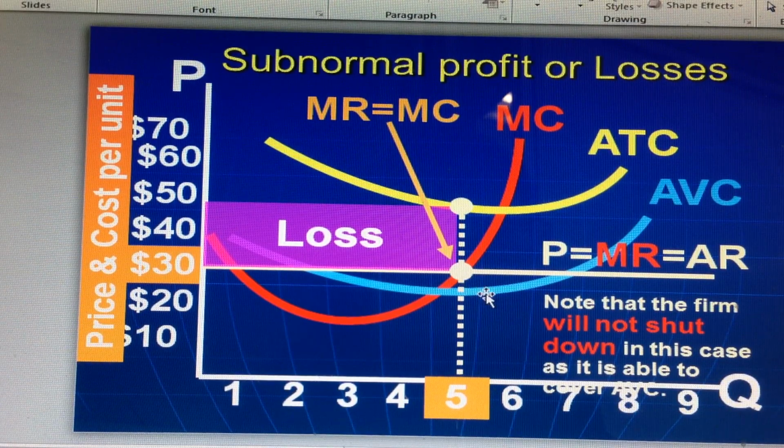Why? Now look, if you are producing at the profit maximization rule, which is MR equals MC, which is this point, which is 5. When you're actually producing 5, what happened to your variable cost? It is here. Can you see? At 5, your variable cost is here, which is about 25. But how much are you selling? You're selling at 30. So what does it mean?